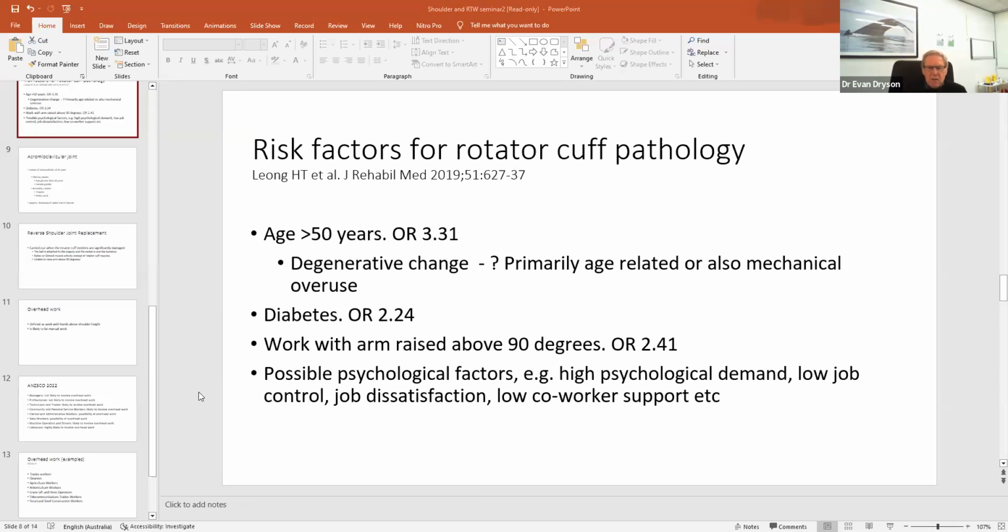Now, I've also just added here that it's thought that psychological factors might have some sort of influence on impingement syndrome, presumably due to muscle tension, but things like high psychological demand in the job, low job control, that is, you can't stop and start as you wish, you can't change your position as you wish, job dissatisfaction, low support from fellow workers, have been shown to increase the risk of rotator cuff pathology.